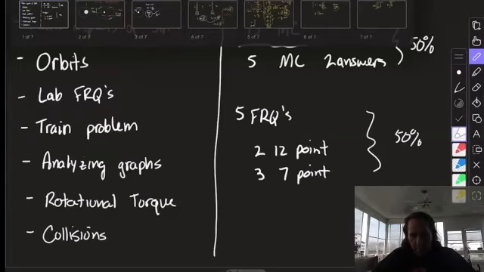Lab FRQs, train problem, analyzing graphs. Okay, I'm going to do this a little out of order. I want to talk about the train problem real quick because I don't think it'll take long. And also, I thought of something that would be an interesting question if they asked it on the exam, and it was because of something we did yesterday.